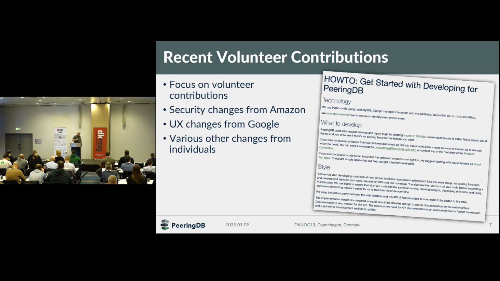So, I've said the product committee gathers information on new features, but what we have also done is we try to involve more volunteer contribution. The open source is on GitHub. If you want to contribute, you can do that. And for example, we have incorporated security changes from Amazon. We have also incorporated user interface changes from Google and other things as well.